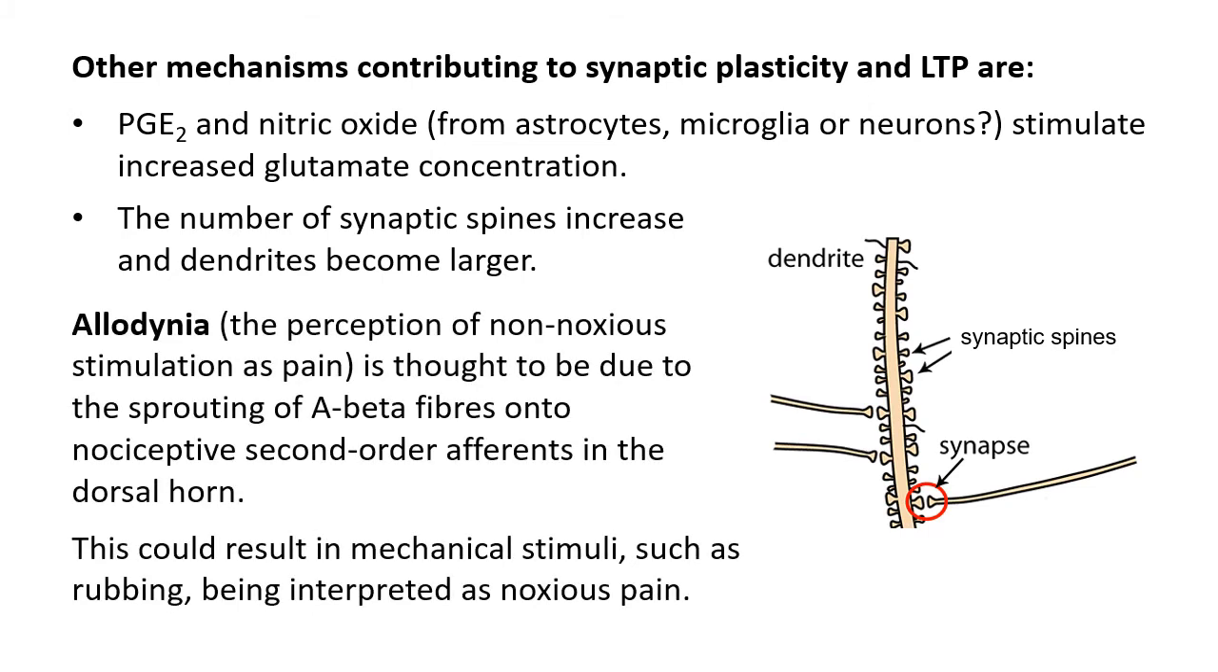Remember the A-beta fibers in gate control? They usually detect non-noxious touch, but in allodynia they are thought to sprout collaterals, little branches, that synapse directly with second-order pain afferents. So, no inhibitory interneuron involved as in gate control. Therefore, this is a pro- rather than anti-nociceptive mechanism. So touch is perceived as pain.